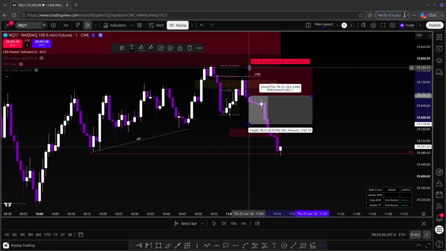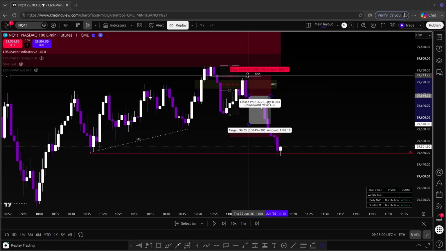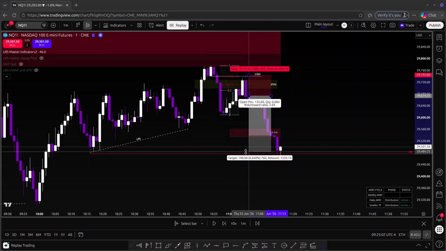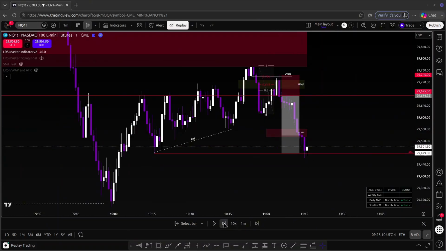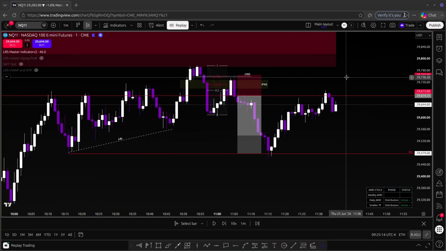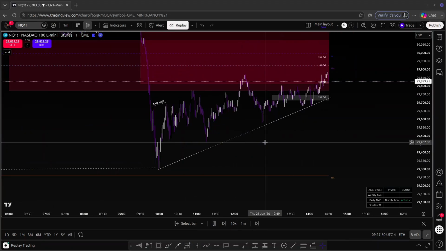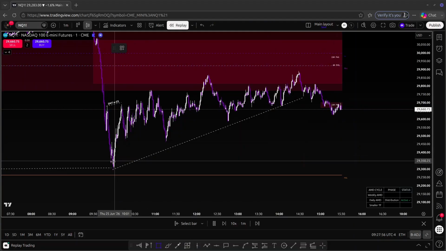Why is that? Because let's say right here, you would have moved your stops to break even only. That's where your stop loss is at. You would have secured nothing. What happens afterwards? Let me mark it out for you.